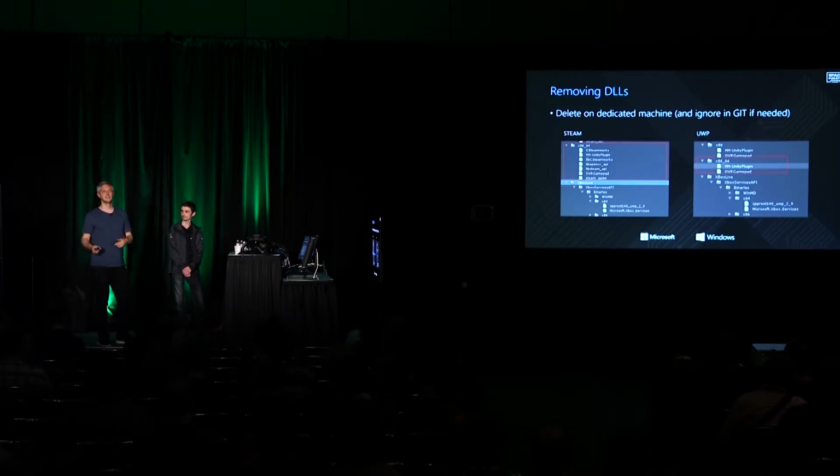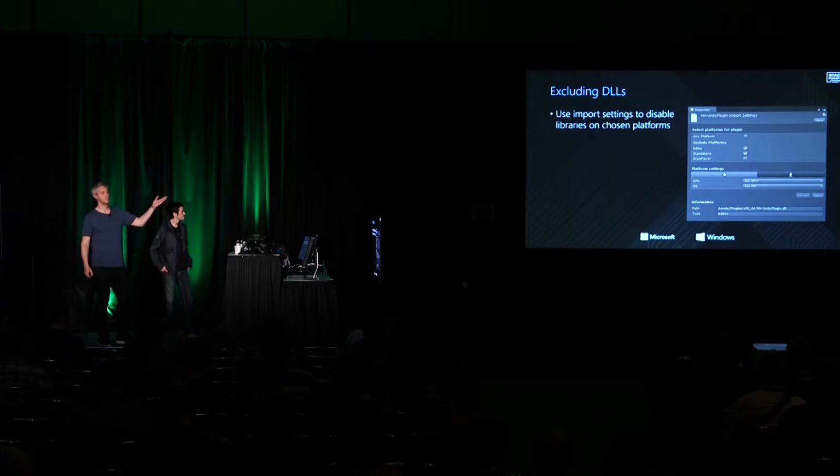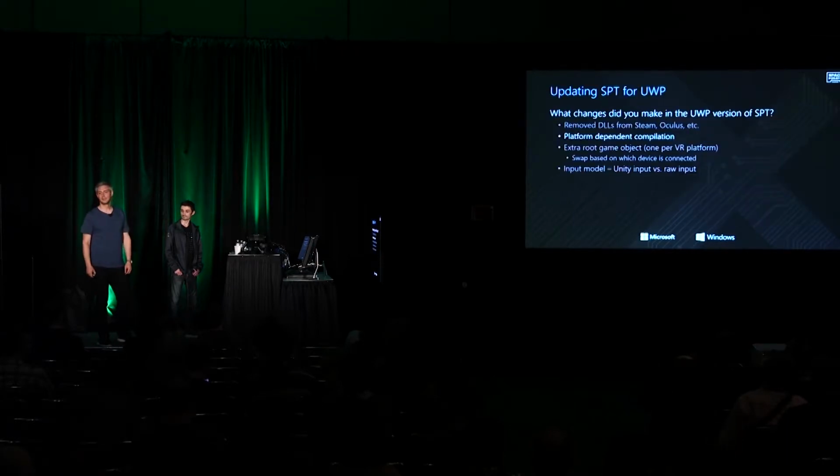So there are 2 ways to do this. The first is not the best way, but that's the way we did it. We had a dedicated machine. We just removed the DLLs and made sure that Git did ignore it. The way you should do it, according to Unity, is to use your import settings, just select, I need this and this DLL, and it'll just take out any DLL that you don't want in there. Once you do that, you probably end up with a lot of warnings and errors.